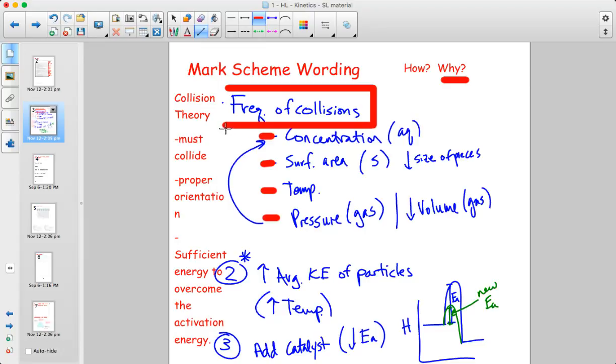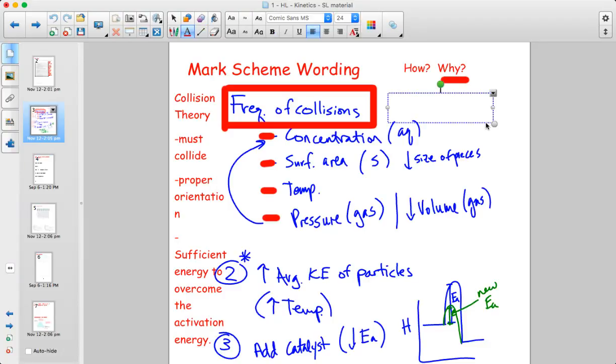The common mistake is to say that they increase the number of collisions. But number of collisions is a little bit tricky. If you're talking about total number of collisions, well, if you don't change the moles of reactants, then actually the number of collisions in total doesn't change. So increasing temperature doesn't change anything about how much you're using. It doesn't change the total number of collisions. It changes how fast they happen or how often they occur.